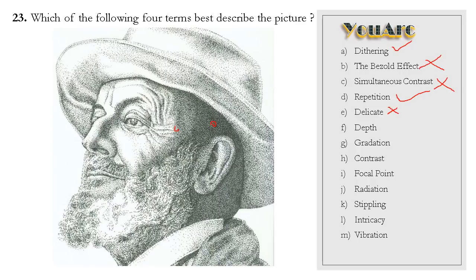Depth, yes, we can feel the depth. Gradation, definitely we can feel gradation here. See the color gradation from dark to light, light to dark. Gradation is there. Contrast, yes, contrast is also there. Focal point, we don't have a definite or one constant focal point. Maybe his eyes are a focal point but not as such. Radiation, we can't feel any radiation happening.